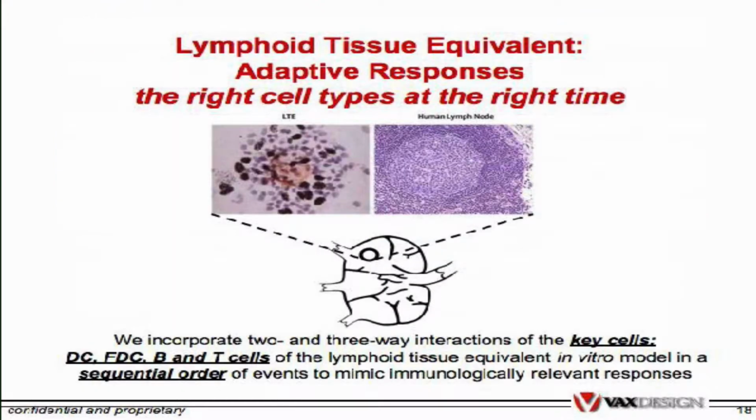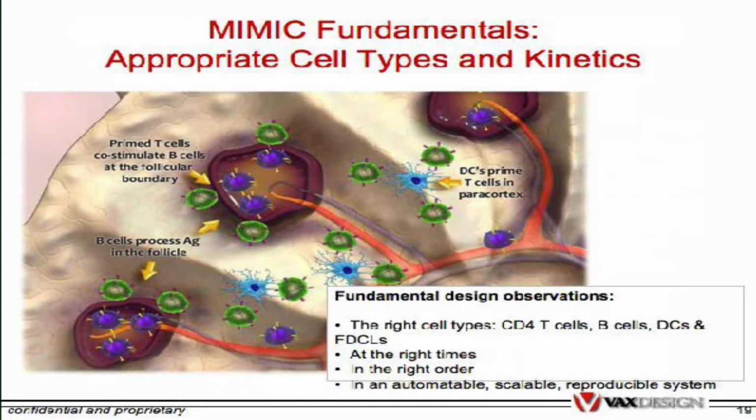This just recapitulates what I just said. The lymphoid tissue equivalent is a three-dimensional construct that we have developed that recapitulates the interactions of B and T lymphocytes with antigen processing cells in vivo, this being a cross-sectional hematoxylin and eosin stain of a local lymph node germinal center. We can recapitulate that and get the same type of information that's passed from one cell type to another cell type. The key cells in our system are dendritic cells, follicular dendritic cells, and of course B and T lymphocytes, because those are the cells mainly involved in responses in the lymph node.